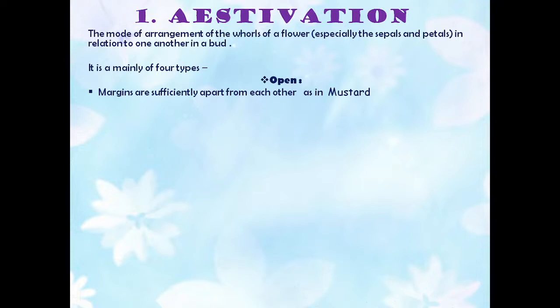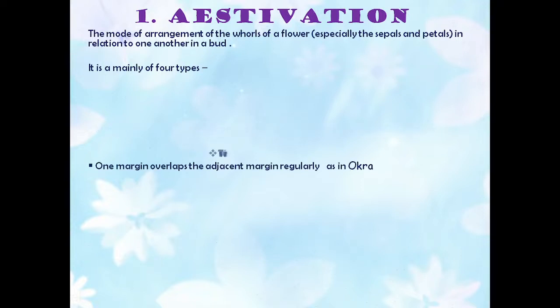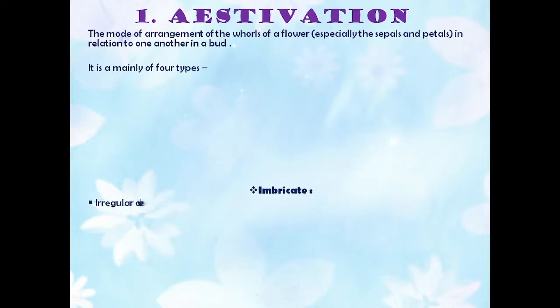First one is open. Margins are sufficiently apart from each other, as in mustard. Very nice. Okay. Valvate. Margins are close to each other and simply touch each other, as in calotropis. Very nice. For the third one, it is twisted. One margin overlaps the adjacent margin regularly, as in okra. Okay. Imbricate. Irregular overlapping, as in gulmohar.